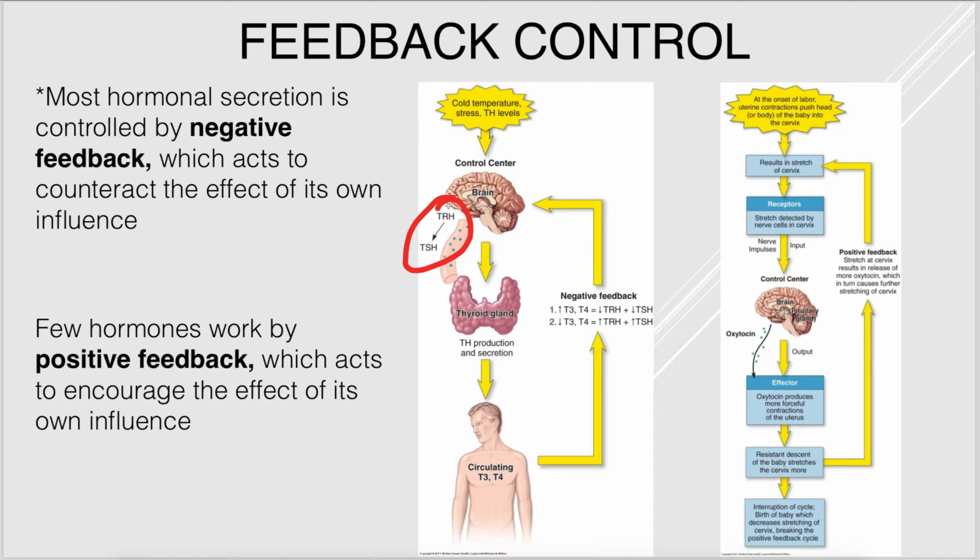Now, a few hormones, most famously oxytocin, work by positive feedback, which encourages the effect of its own influence. It basically reinforces a change in a controlled condition. So as oxytocin is produced, this is going to cause contractions of the uterus, and those contractions will actually feed back and cause the production of more oxytocin.